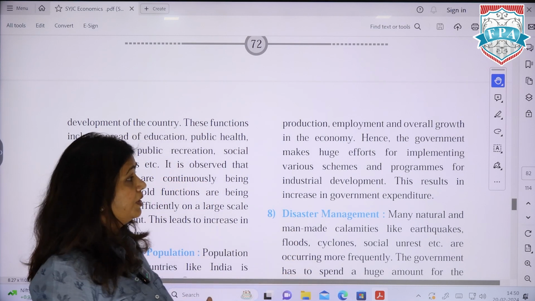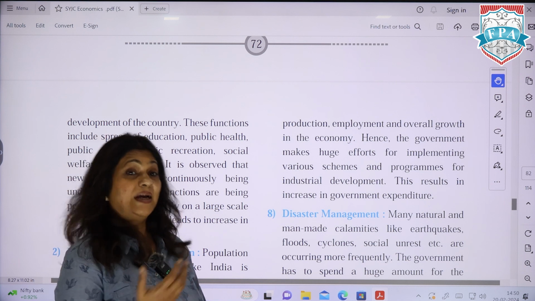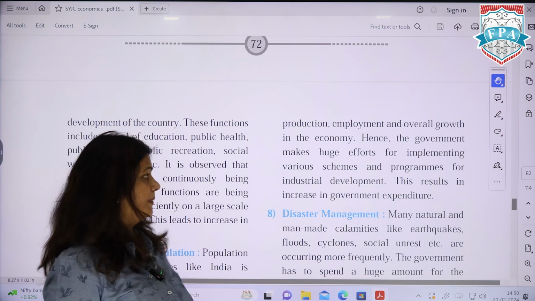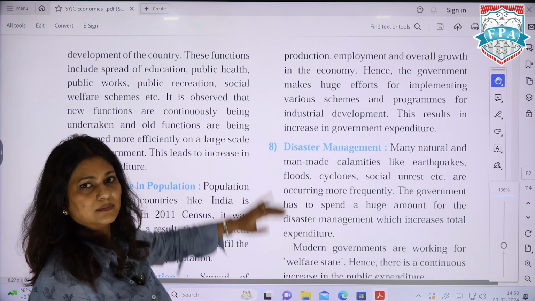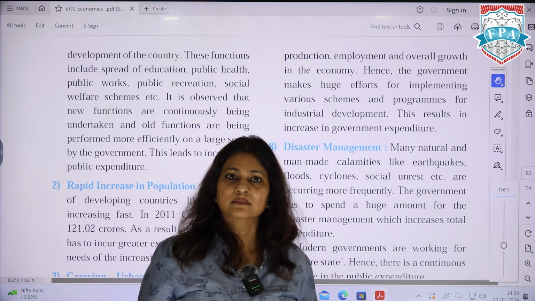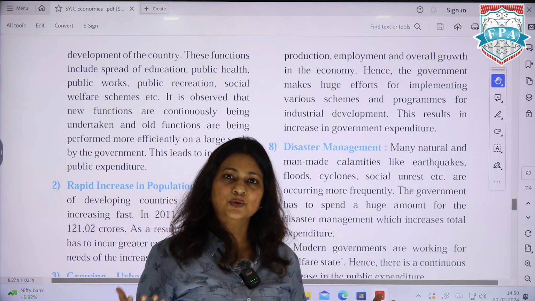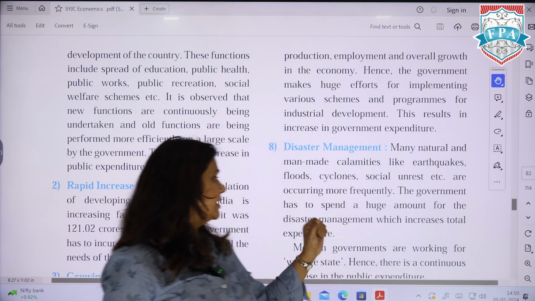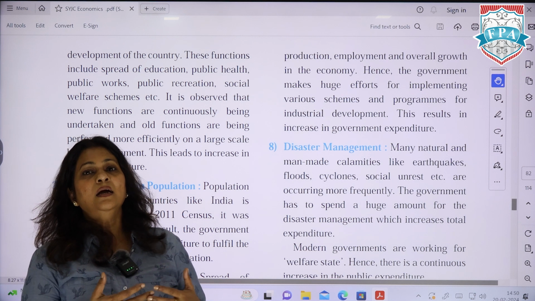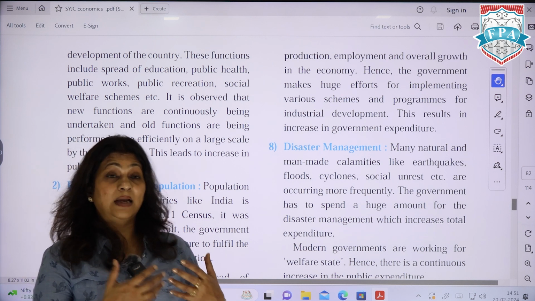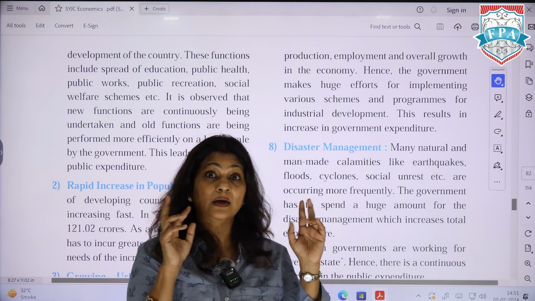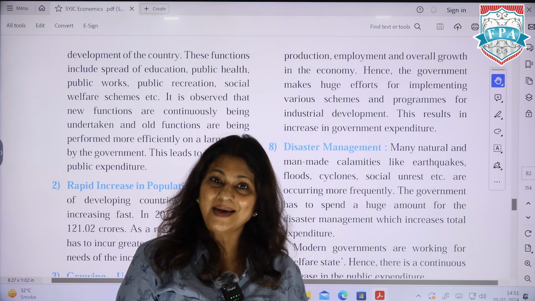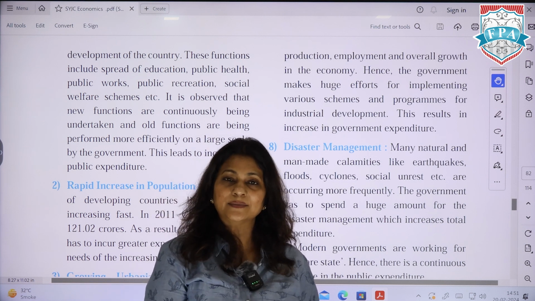Hence the government has to do a lot of expenditure on various schemes and programs which are important for the development of our country. And yes, floods have come, earthquakes have come, all these disasters will happen, so for this too provisioning has to be done. So disaster management, the government has to spend a huge amount for the purpose of any kind of calamity or any kind of unusual circumstances which can be seen. So disaster management needs to be taken care of, right? So government has to spend money on that.